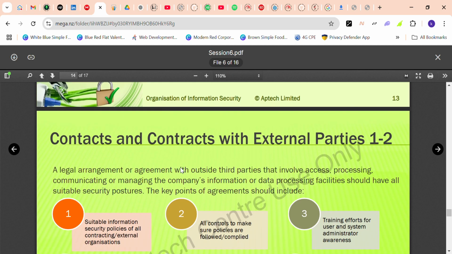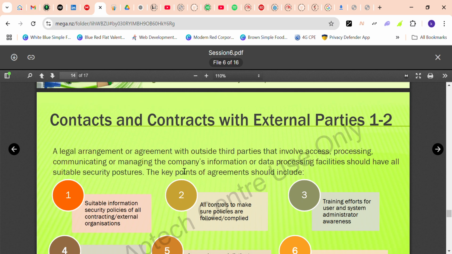And now, contracts with external parties. A legal arrangement or agreement with outside third parties that involves accessing, processing, communicating, or managing the company's information or data processing facilities should have all suitable security posture. When you are bringing in a third party, maybe based on a contract, someone that wants to work with the company, managing the data, the information processing, and communication, everything has to be in the contract agreement, and the security part has to be there.